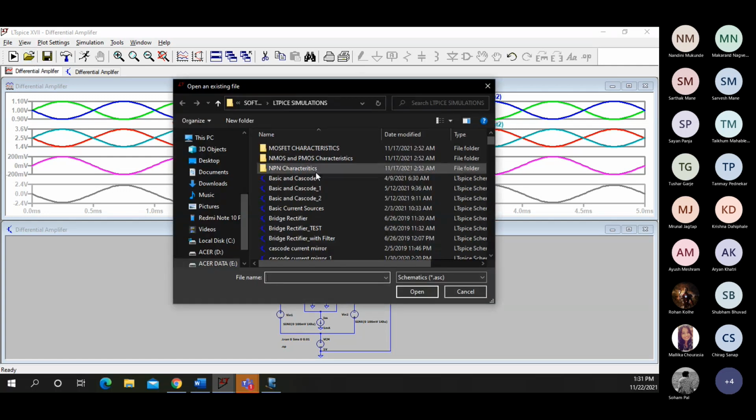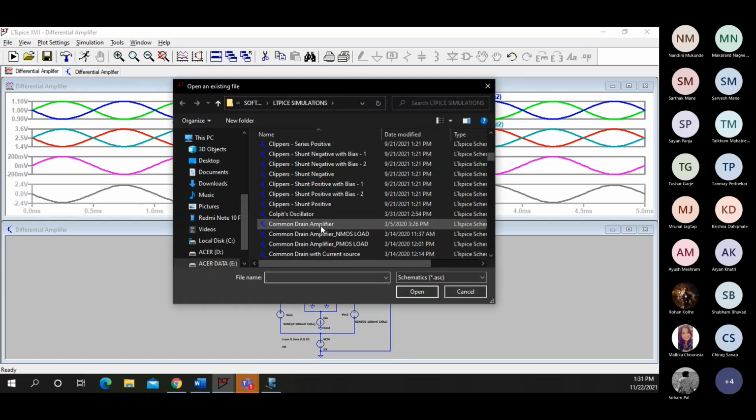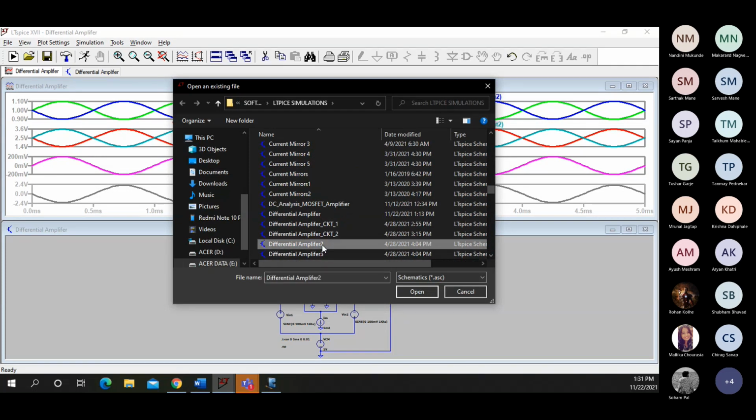Now let us go to the next circuit. The main thing in a differential amplifier is that they are very useful in noise removal.